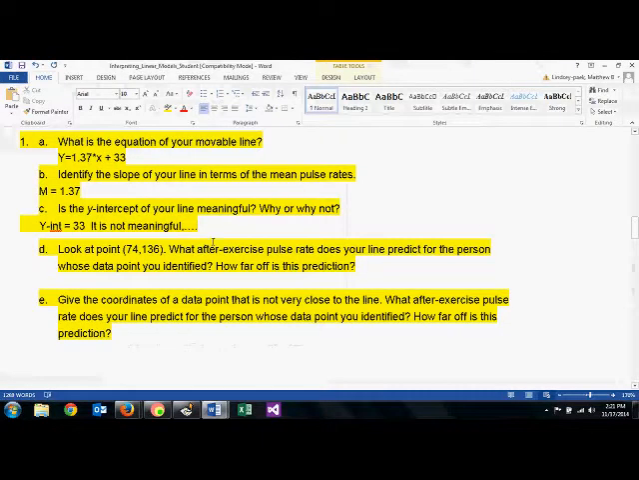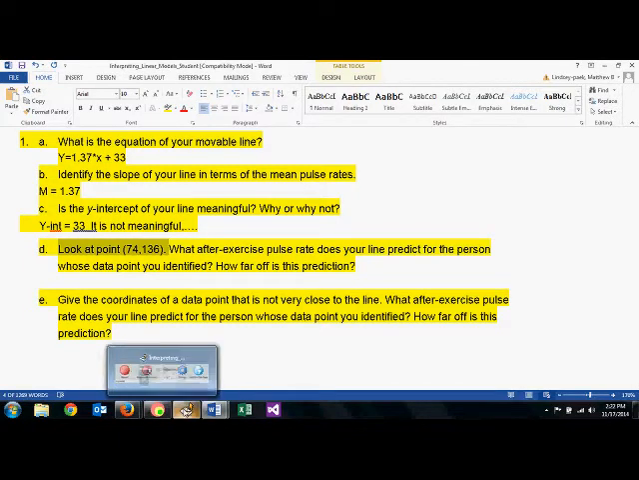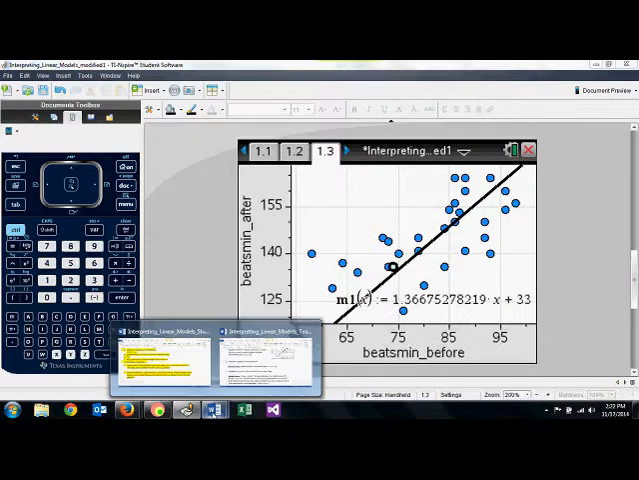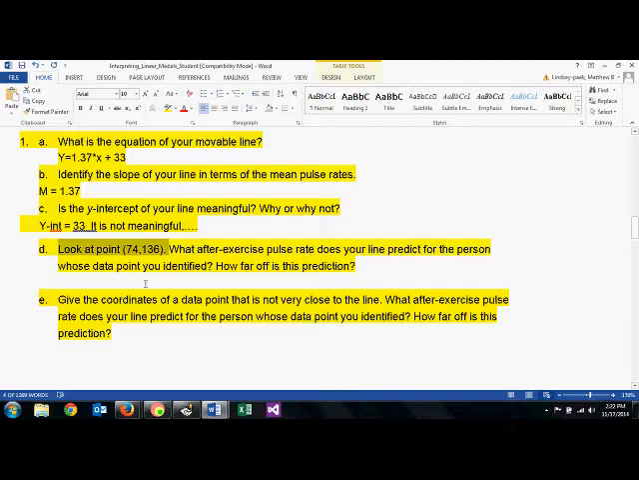Now part D, it says look at point 74, 136. The original wording was a little bit different, but I went ahead and isolated one variable. So we come here, and here's 74, 136. That's a pretty good one. I'm going to take 74, that you can see showing up here, and plug that 74 into this x, and see what I get. I'm going to take my original equation, paste it in, and instead of x, type in 74.